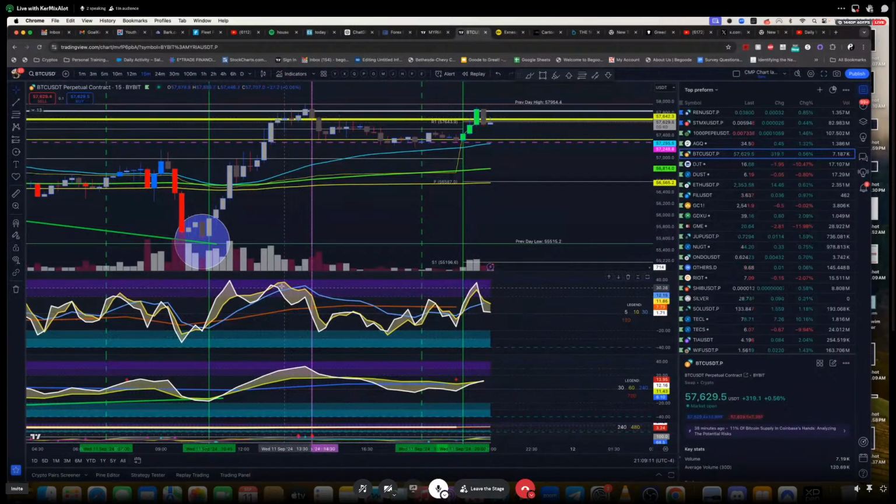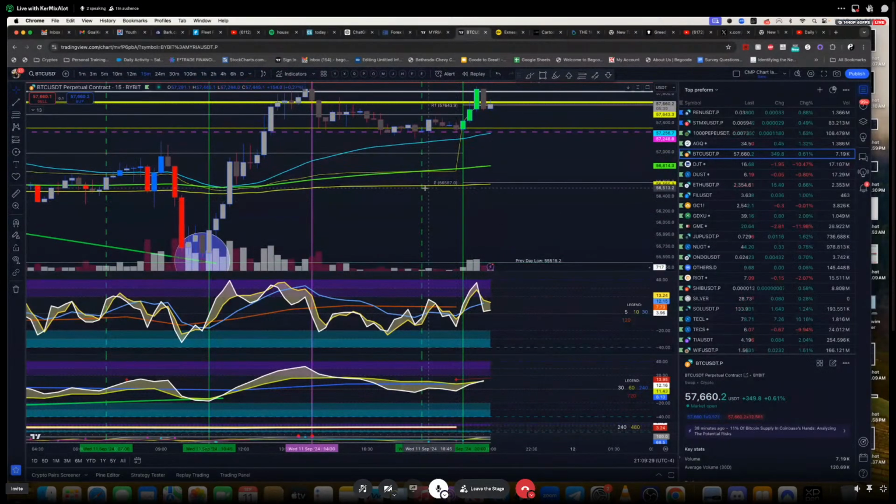So then I saw a bull or a bear div on the 510 right here. The ribbon came down as price up here went up. And then you have a bearish engulfing right here on the 15-minute.